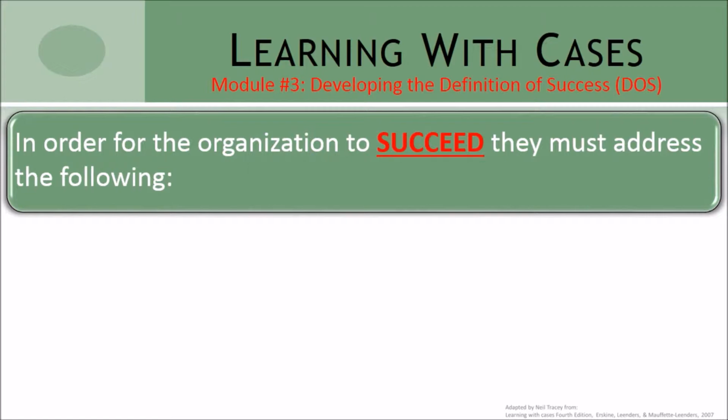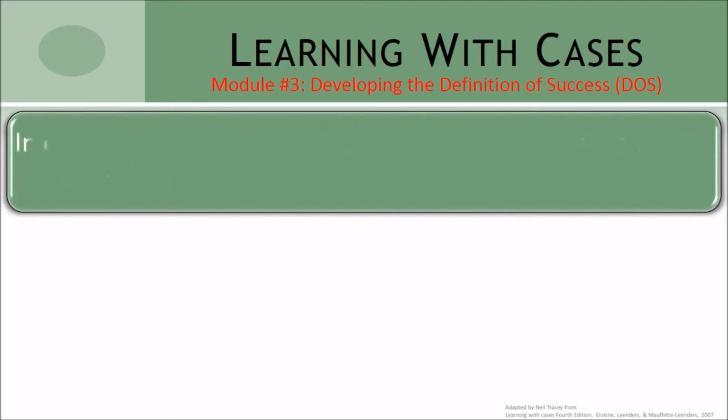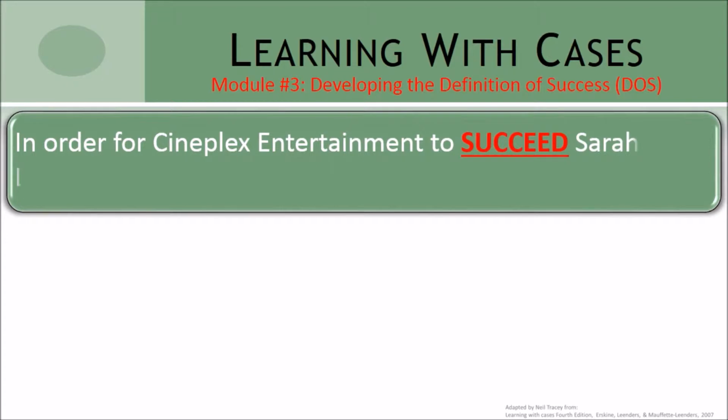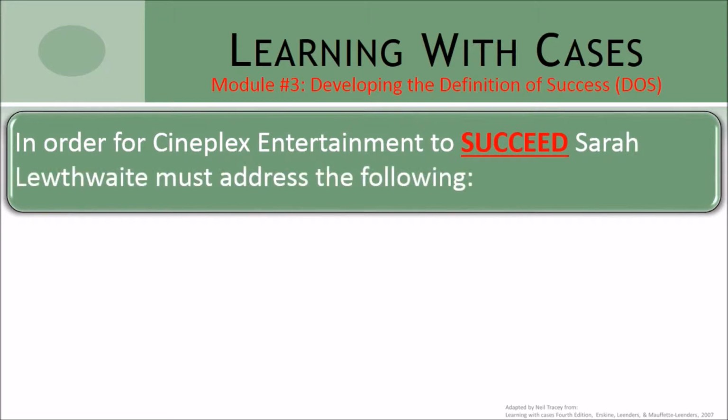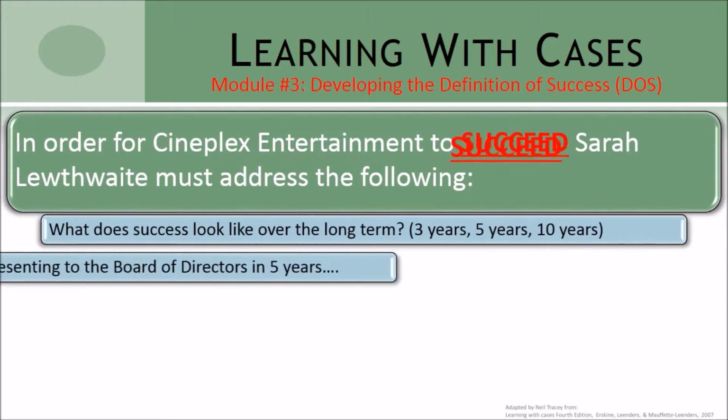Our focus for this tutorial is developing a proper definition of success. We will look at identifying critical issues in an upcoming tutorial. In these tutorials, we've been looking at the Cineplex Entertainment case, so our definition of success would look something like this. In order for Cineplex Entertainment to succeed, Sarah Lethwaite must address the following. Now, it's important to note that it's not enough to simply say succeed. We must define what success looks like.